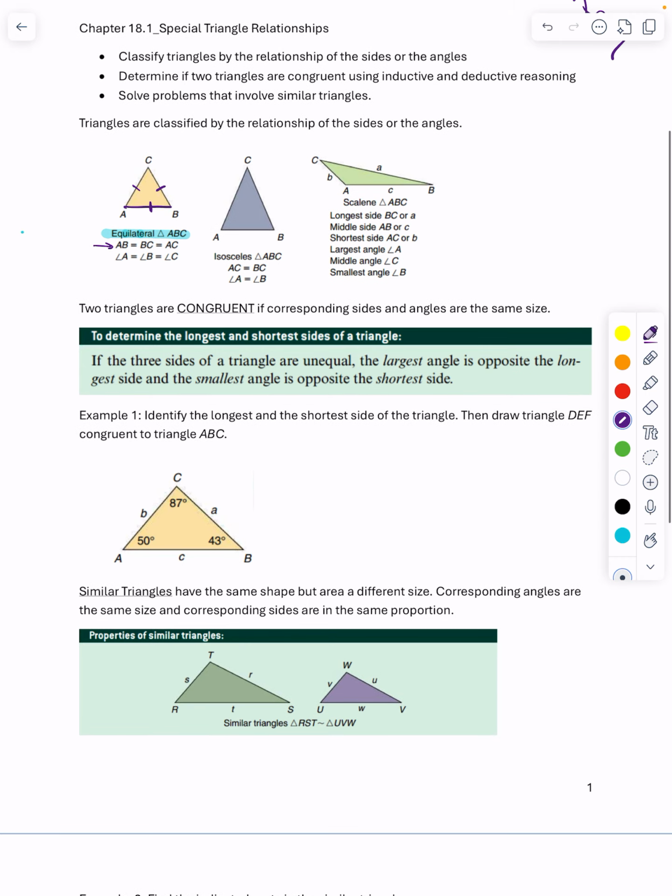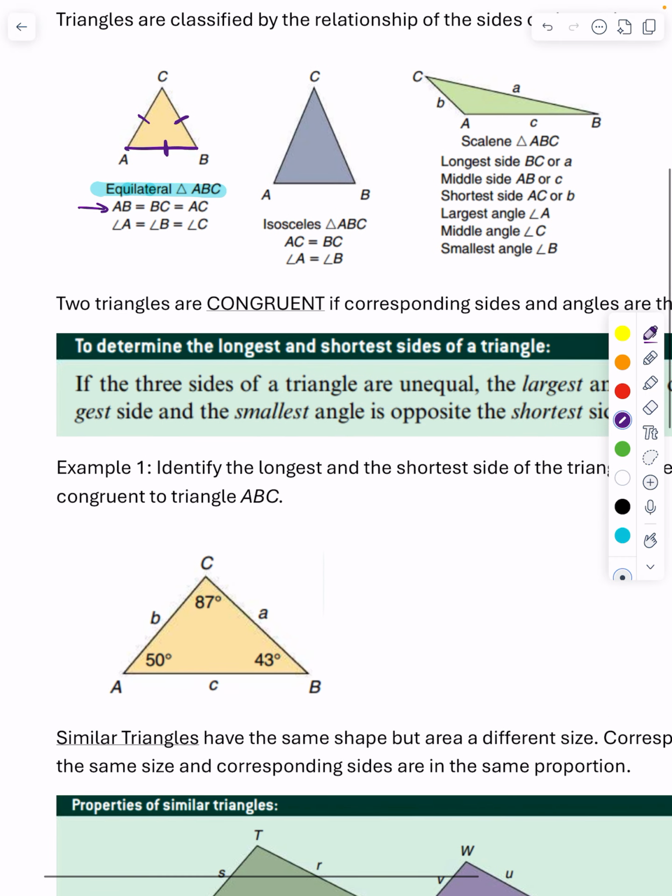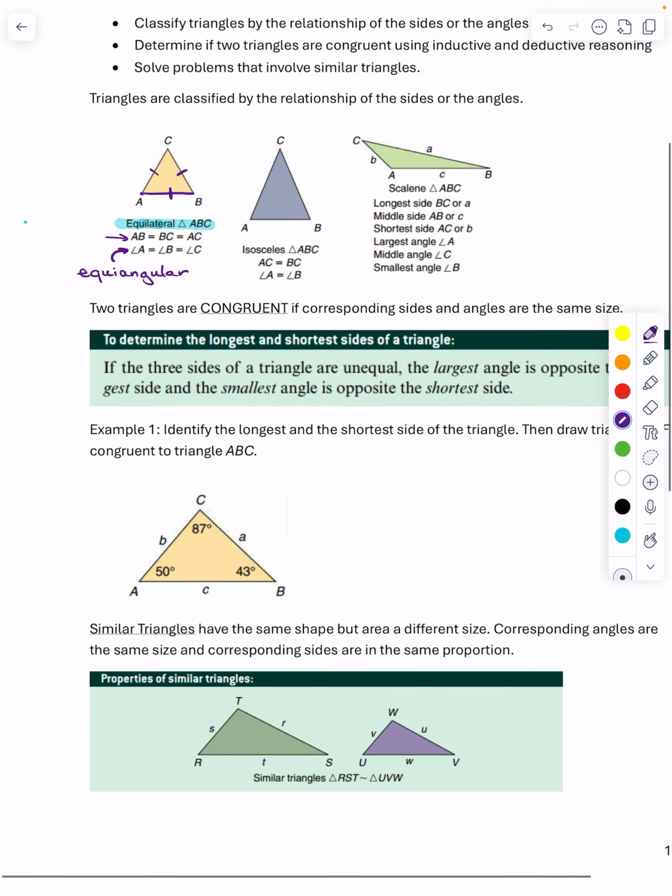In an equilateral triangle, because we'll talk about the relationship between the sides and the angles in a minute, it's also equiangular. Equa meaning equal. Angular meaning angles. Okay, but an equilateral triangle will have three sides that are the same length and then three angles that are the same size.